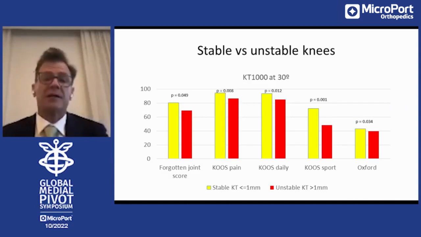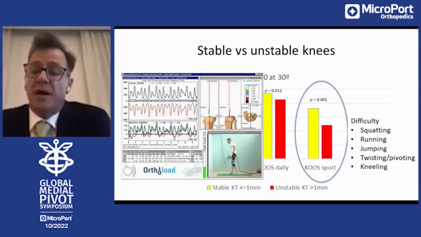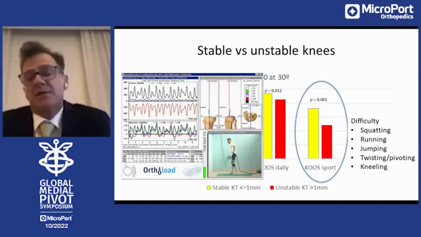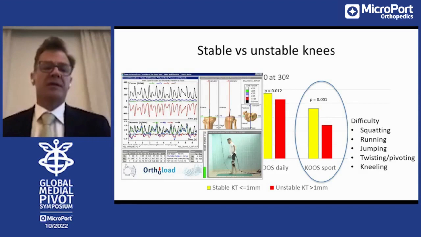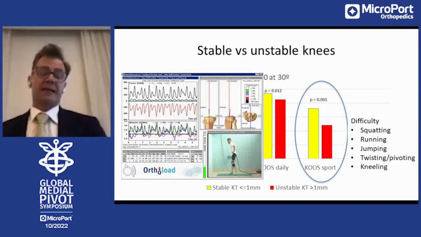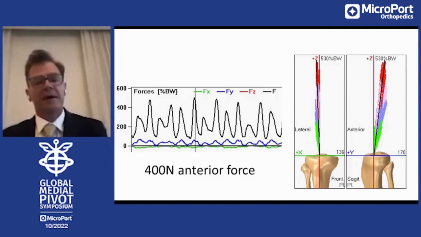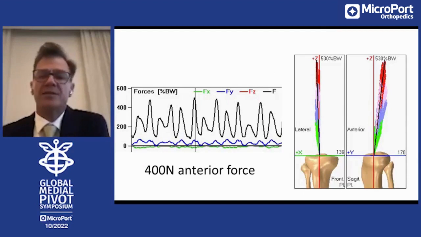And the questions that we ask in Coues Sport are: do you have difficulty squatting, running, jumping, twisting, pivoting, and kneeling? So these are all the activities where you have significant antero-posterior forces on the knee. And I believe this creates a shear. And if the knee is unstable, it'll create symptoms for the patients. Remember our patient who had the 400 Newton anterior force with that alternating step action.